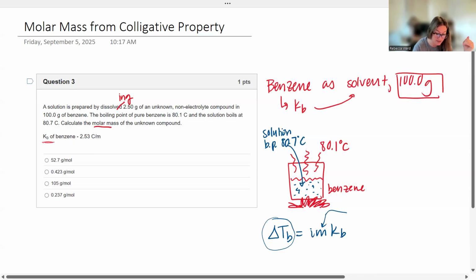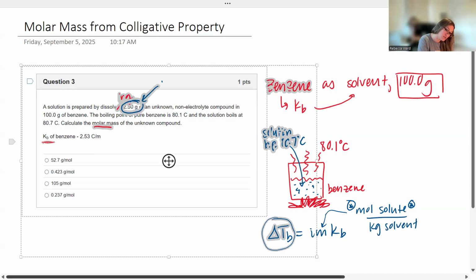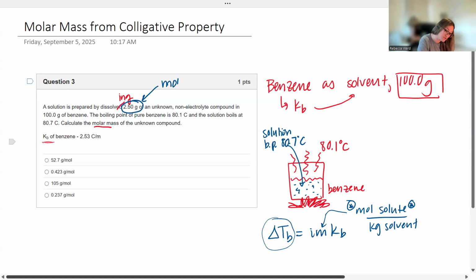And remember, molality is moles of solute divided by kilograms of solvent. And that's what we're after. We need to know moles of solute because we need to be able to relate the moles. We need to know how many moles we added with that 2.5 grams. Once we know how many moles that equates to, that's what gives us the molar mass.